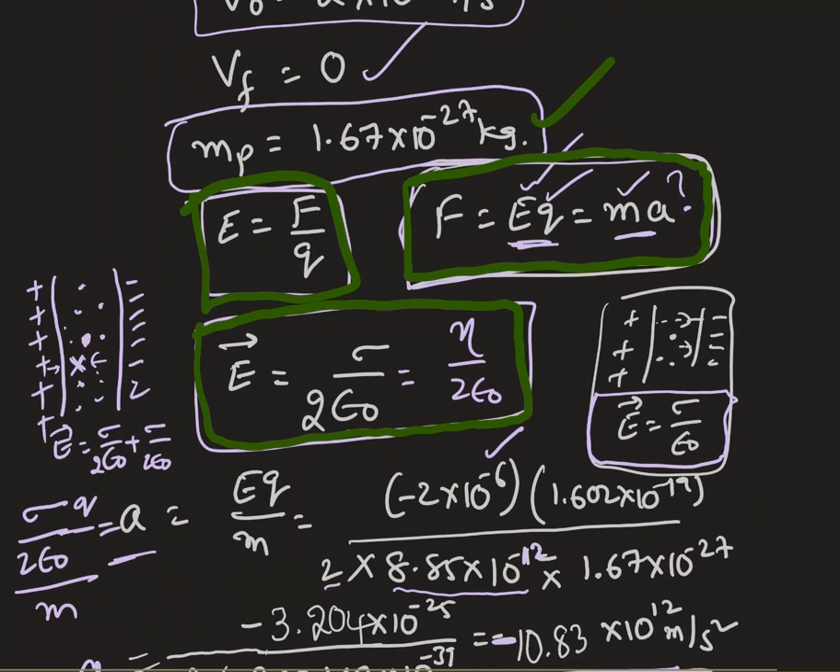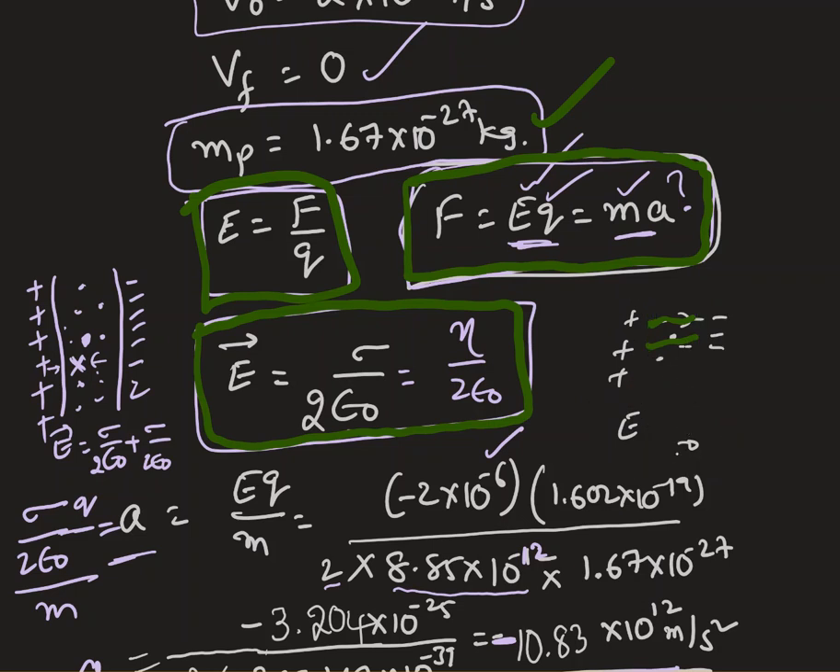And just a reminder, if you have two plates like this, positive and negative, then the electric field is E equal to sigma over epsilon naught. If there is only one plate, it is sigma over 2 epsilon naught. It's just a reminder. We don't need to worry about this formula.